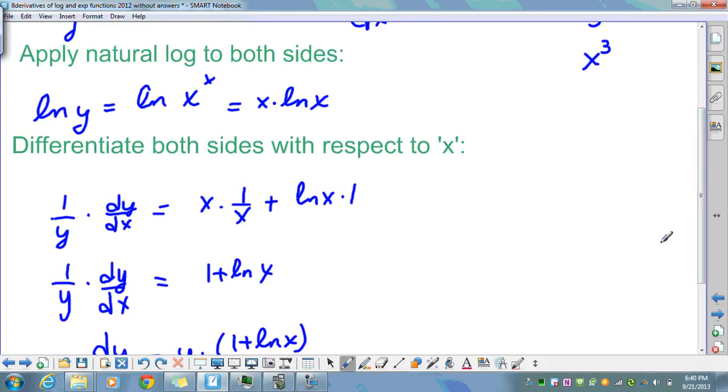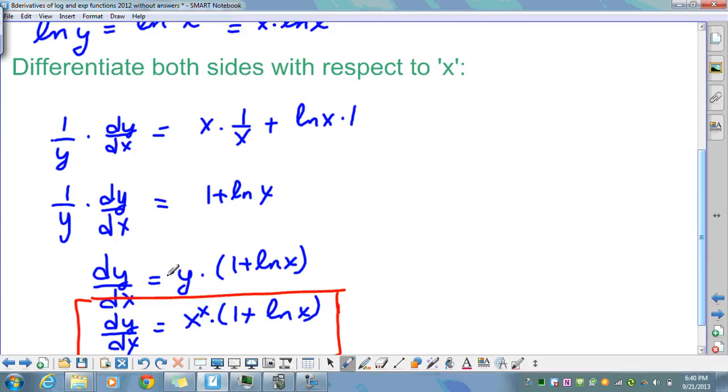And ultimately, we want to solve what is dy dx. So that means you're going to need to multiply both sides by y. And that's how we leave the answer. And at the very end, we bring the y back in, place x to the x, since y was defined as x to the x at the beginning of our problem.